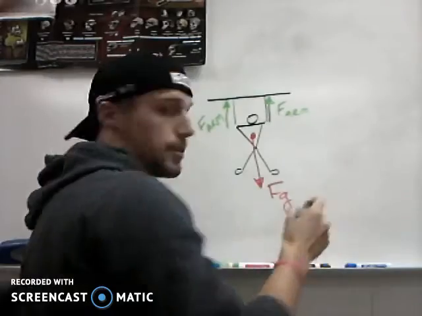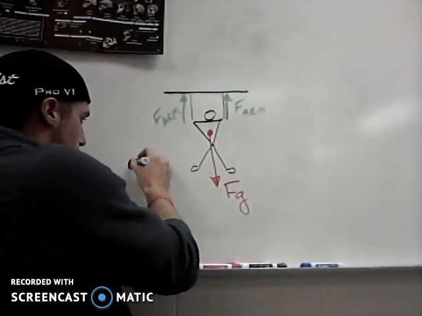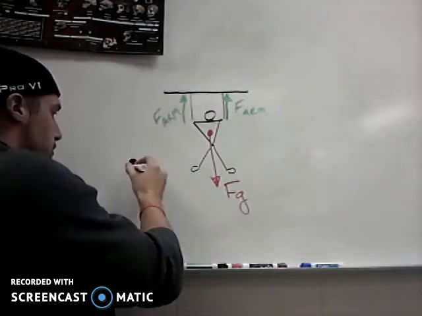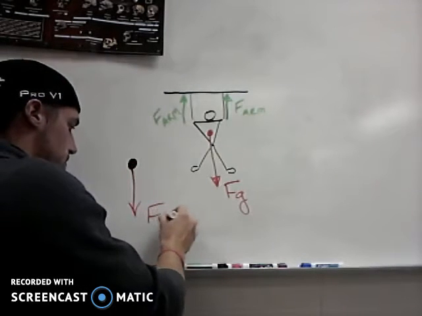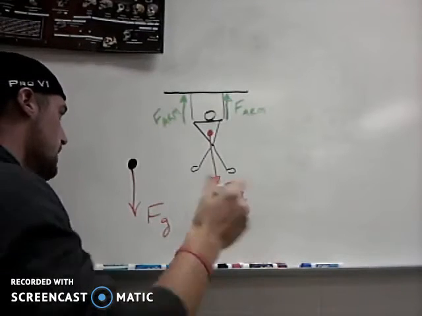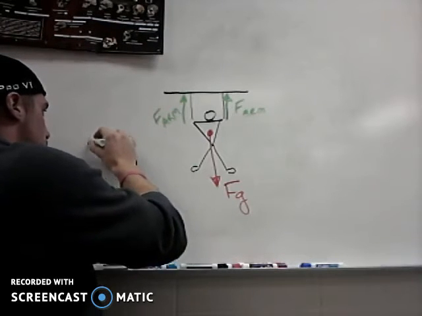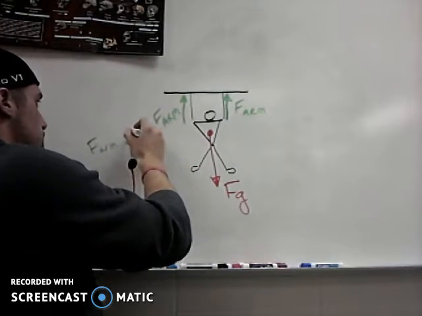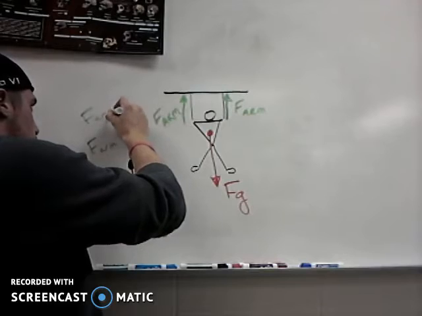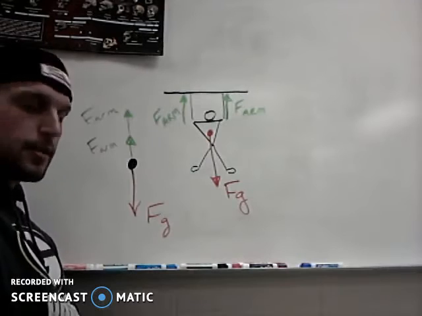We can make this even simpler. And I'm just going to shift over here a little bit. And we'll represent Arnold as just a black circle here. And we know that the force of gravity is acting down. And we can actually draw this as so. F of arm and F of arm.